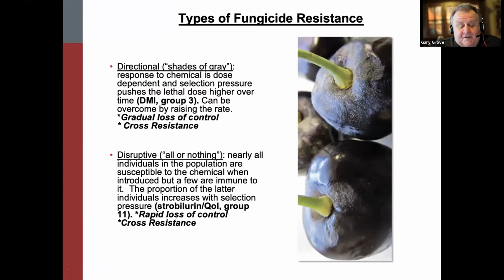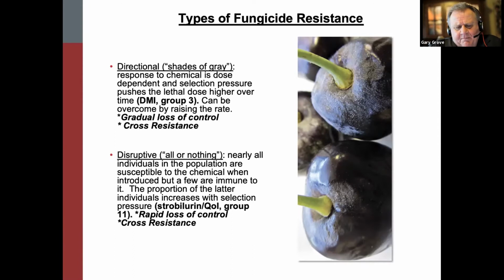And this is a situation where nearly all individuals in the population are susceptible to the fungicide when it's first introduced, but a few are immune. And then all of a sudden it just collapses. The proportion of the resistance increases with selection pressure. This is characterized by a very, very rapid loss of control, and there is cross resistance with this type of resistance, particularly in the group 11s.